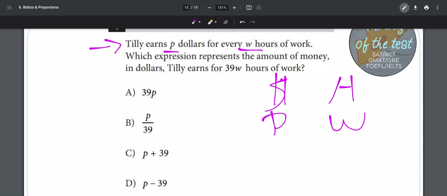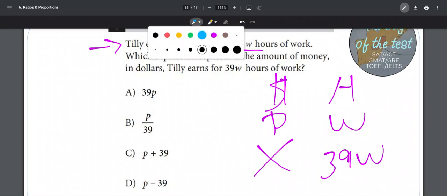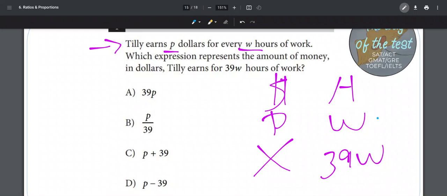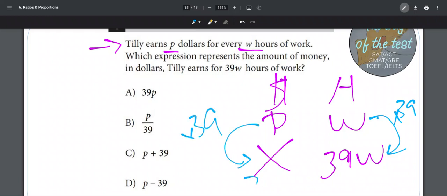So W hours of work gives you P dollars. So 39W hours of work gives you what? And here you can use your rule of three, but you can use just a simple proportion. So what do I do to W to get to 39W? I multiply times 39. So what do I do to P to get to X? I multiply times 39, giving me 39P, which will be the answer, letter A.